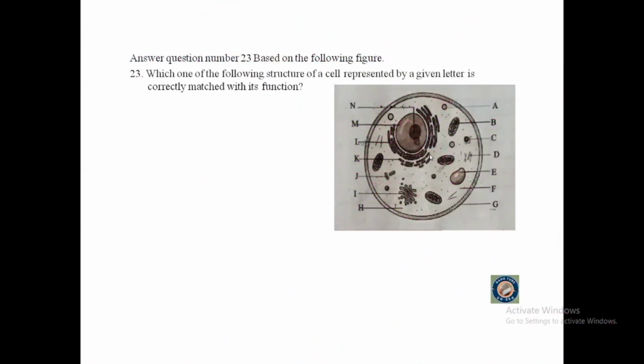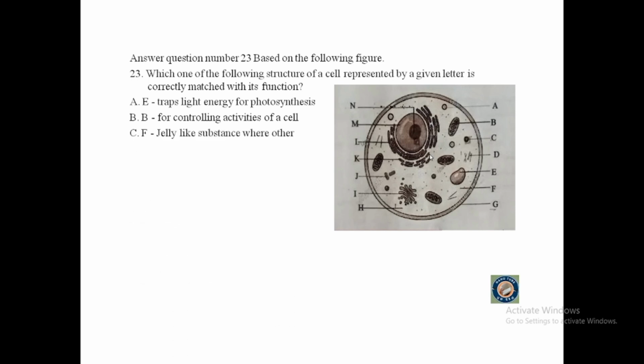Question number 23. Answer question number 23 based on the following figure. Which one of the following structures of a cell, represented by a given letter, is correctly matched with its function? A. E traps light energy for photosynthesis. B. B is for controlling activities of a cell. C. F is a jelly-like substance where other organelles are found. Or D. G is fully permeable and allows materials to get in and out of a cell.